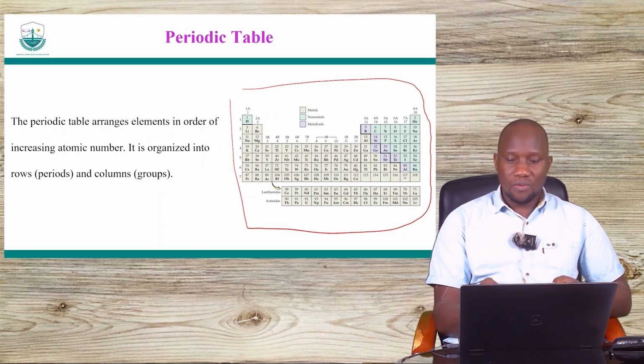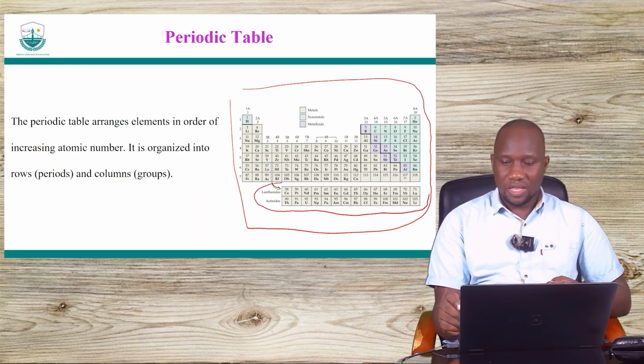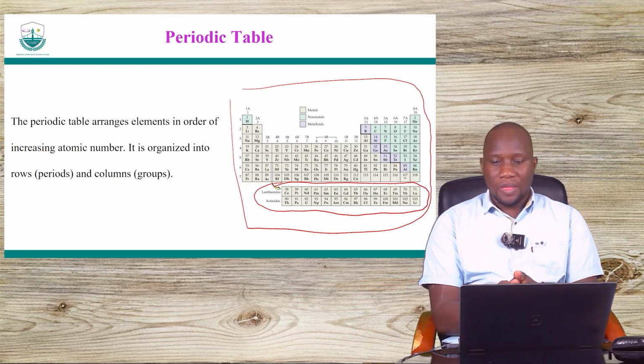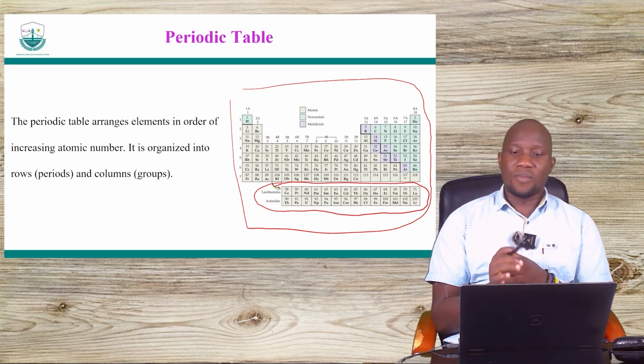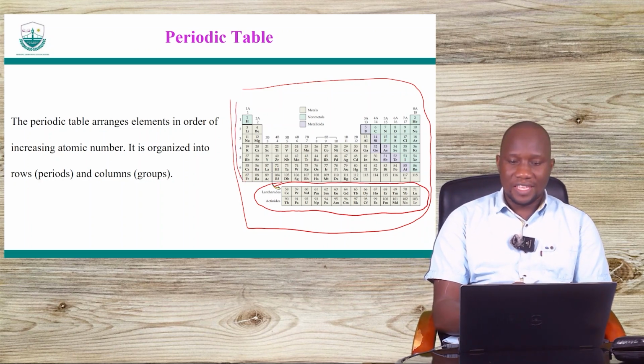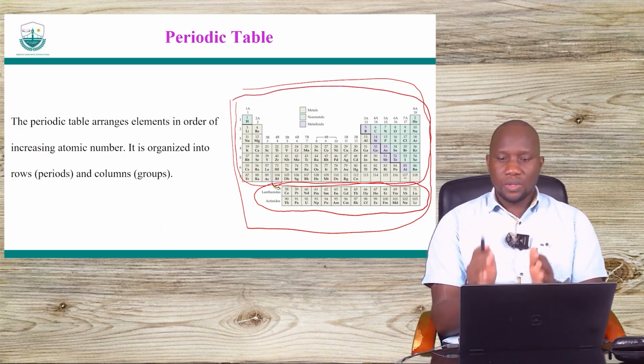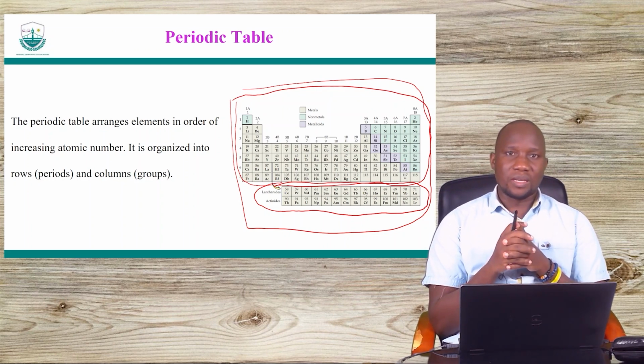Usually, you will not see this part in most of the periodic tables that you interact with, because we are not concerned with that at the moment. So you definitely see this part. This is what you will always see. Okay, so that is what we call the periodic table.